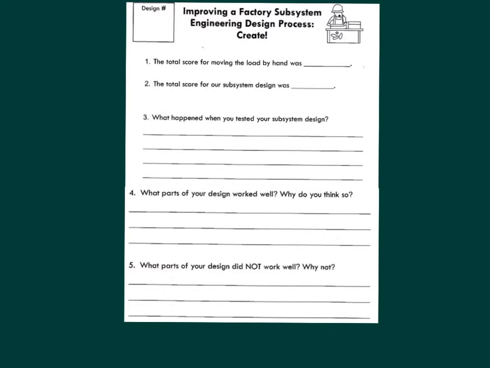Improving a Factory Subsystem, Engineering Design Process, Create. 1. The total score for moving the load by hand was. 2. The total score for our subsystem design was. 3. What happened when you tested your subsystem design? 4. What parts of your design worked well? Why do you think so? 5. What parts of your design did not work well? Why not?